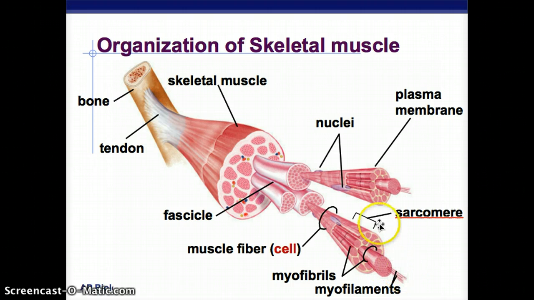out of there. A sarcomere is an individual unit of the muscle fiber or the muscle cell. And then these are the nuclei, that's multinucleated. And then here's our plasma membrane. So that is our organization of skeletal muscle.